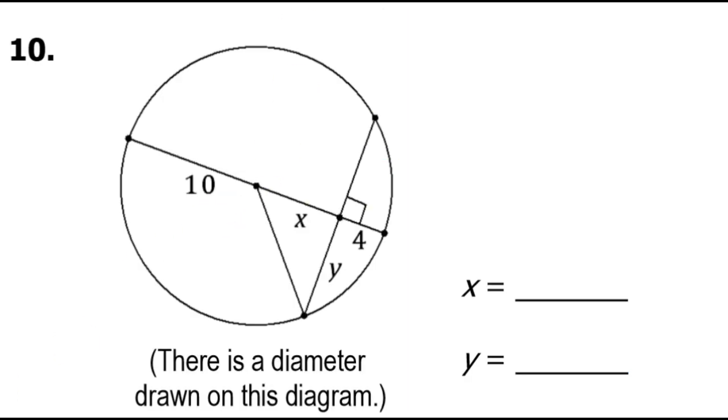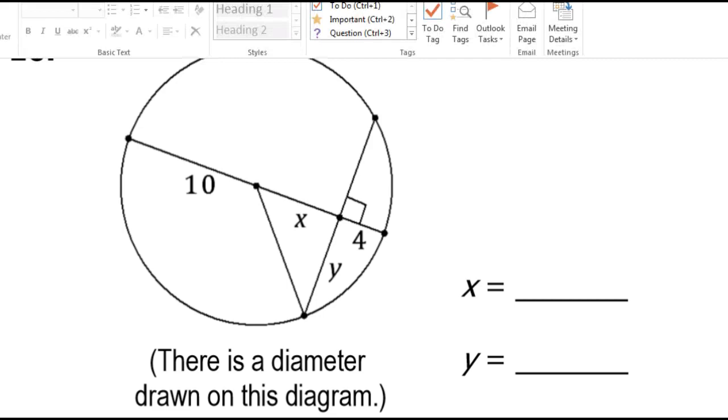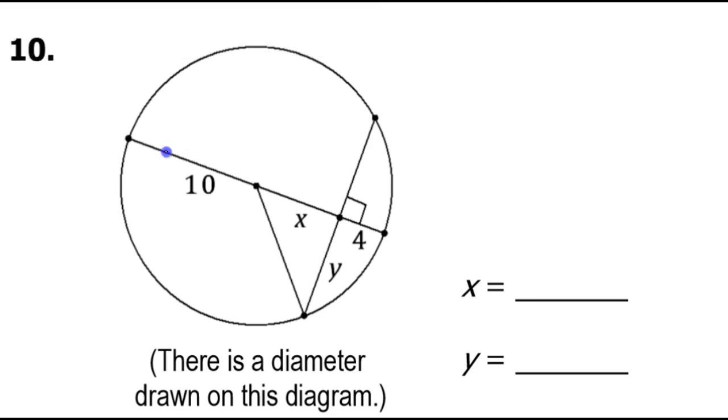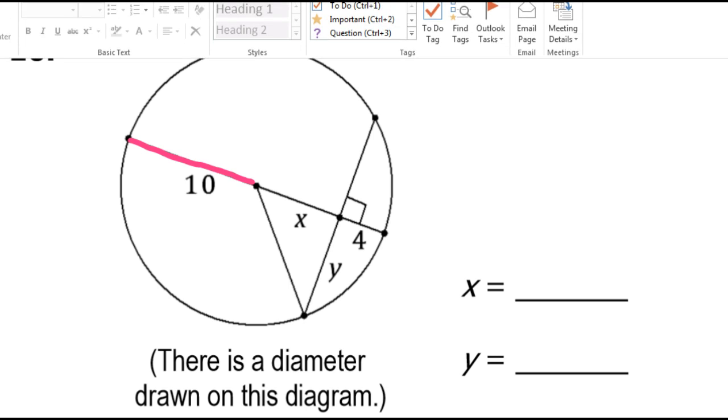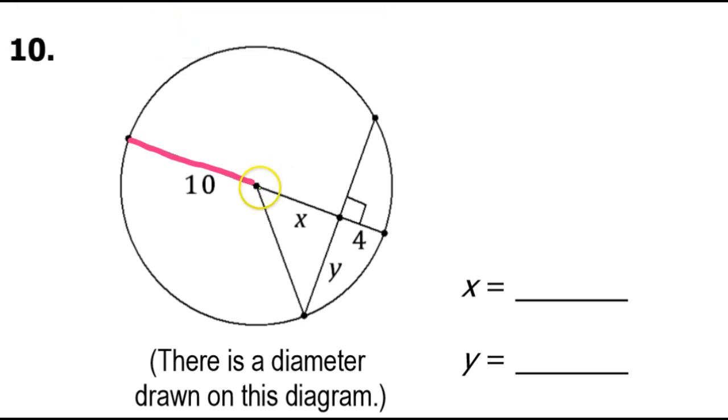All right, for problem number 10, you need to pay attention to the fact that we have a diameter here that is sort of being split up into two radii. So this red segment I just highlighted, that's a radius, and this green segment that I'm drawing now is another radius. So you know that those have to be the same, right? They're both the radius. So if this red segment is 10, then that means the green segment must also be 10.